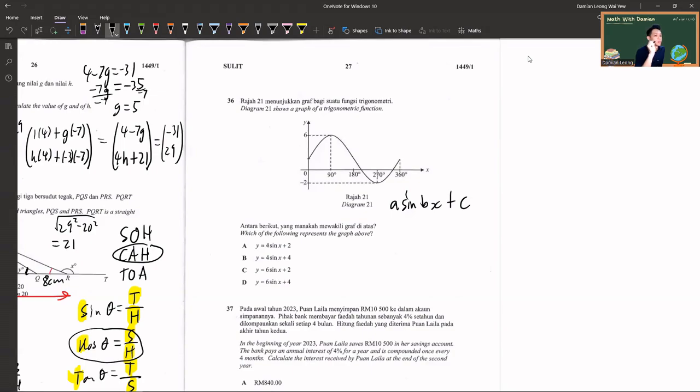Dan ya, pengubahan kekerapan akan mengubahkan tempoh. Ya, mengubahkan tempoh bagi fungsi trigonometri. Dan C akan mengubahkan garisan tengah bagi graf trigonometri. So garisan tengah di sini.